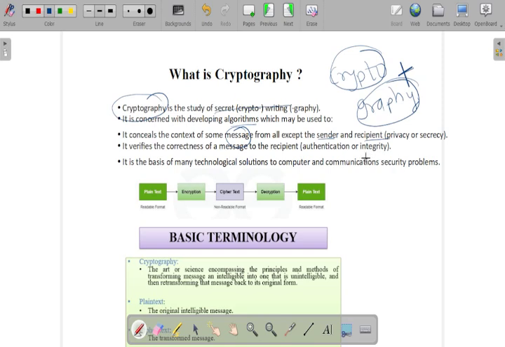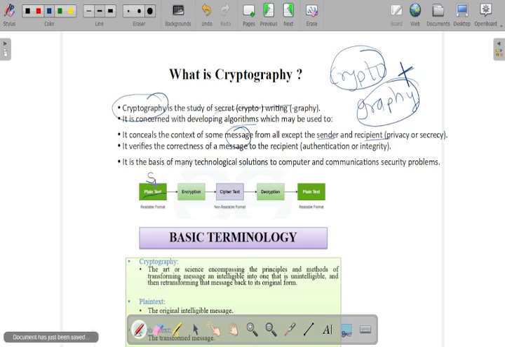Suppose you have one message that will be transferred from sender to receiver. Whenever the data is sent from sender to receiver, privacy or secrecy will be maintained by the sender as well as the receiver. So how will this privacy and secrecy be maintained? Suppose for example you have your plain text data that will be sent by the sender.